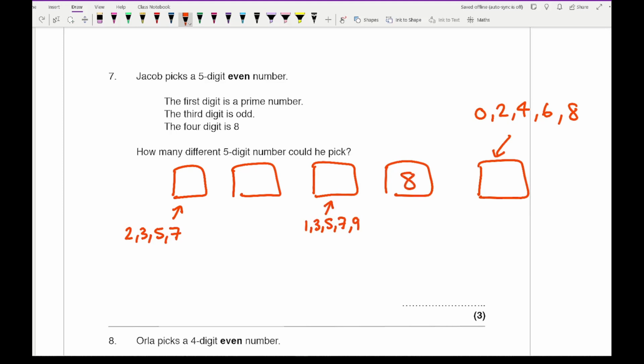So let's have a look at how many different combinations we could have. Well, for the first number, we've got a total of 4 options. In the second number, that can be any of the numbers, so that's going to be 10. In the third number, we can only have an option of 5. In the fourth number, that can only be 8, so that's a 1. And in our fifth option, that can only be 5 numbers, so then I've just got to multiply all of those numbers together. So 4 times 10 times 5 times 1 times 5 gives me an answer of 1000.